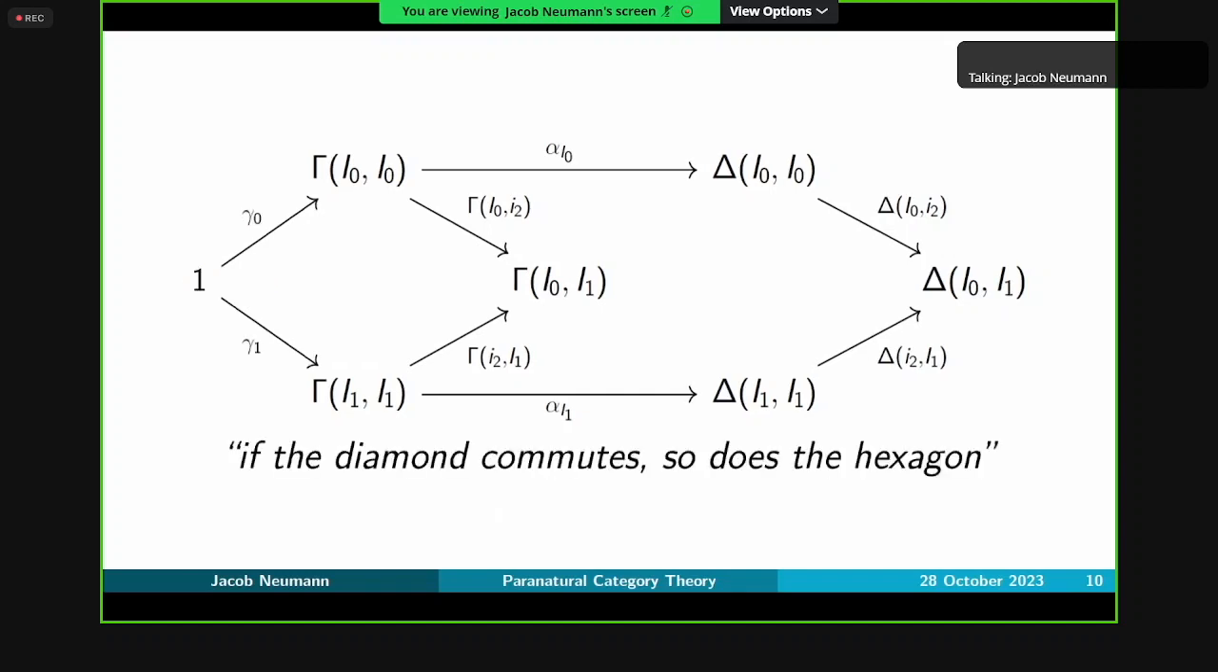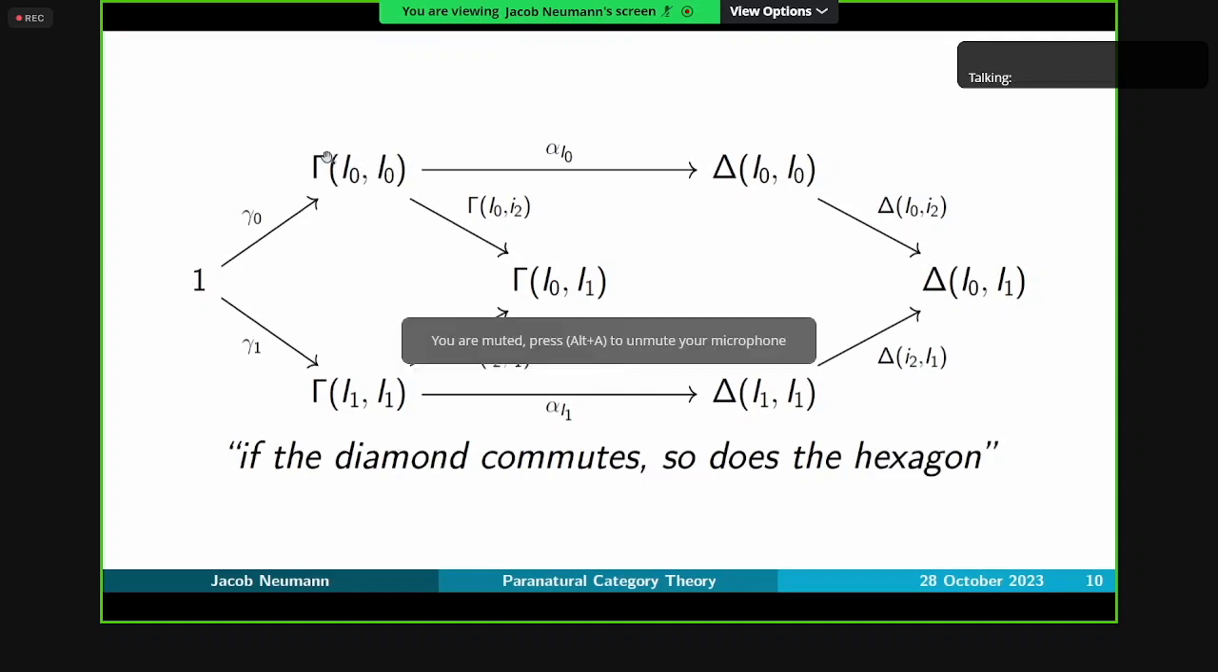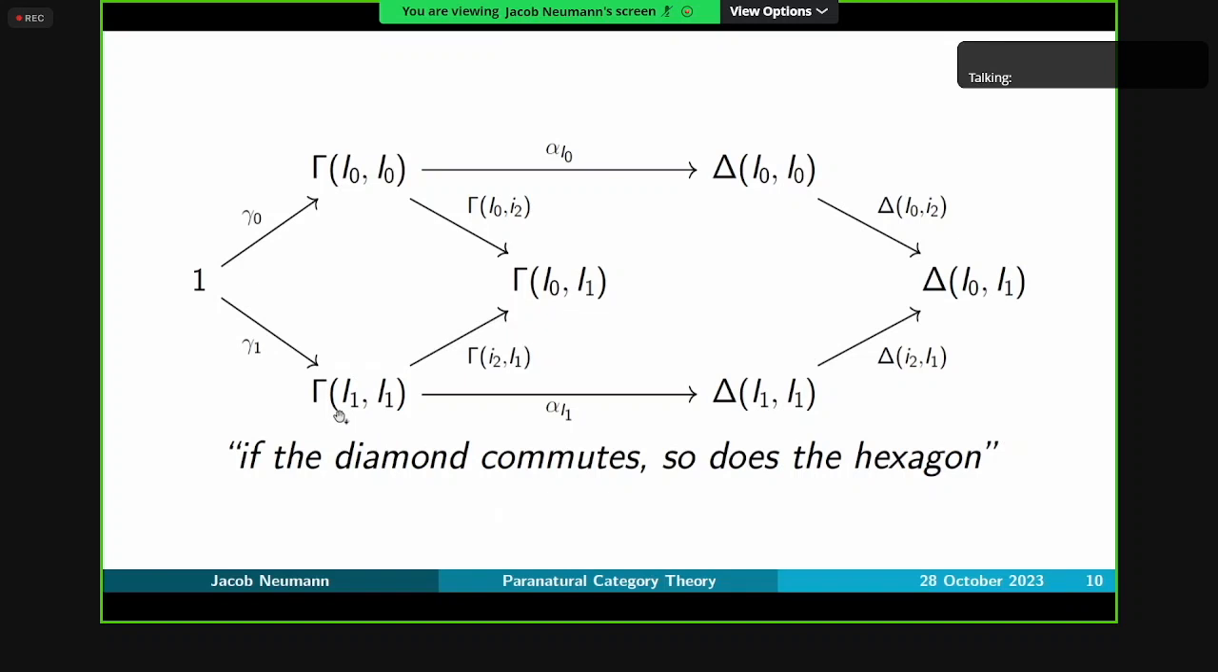And what that says is that if I have any element of the set Γ I0, and any element of the set Γ I1, that get mapped by these two maps to the same element of Γ I0 I1, then I can apply α I0 to those two, and α I1 to those two elements, and then they will get mapped to the same thing by the corresponding morphism components of Δ. And so we can phrase this diagrammatically as: if this diamond commutes, then the outer hexagon commutes.